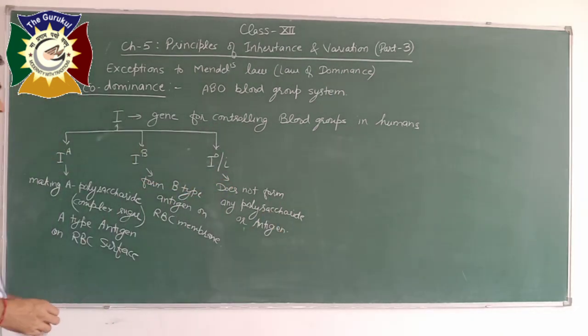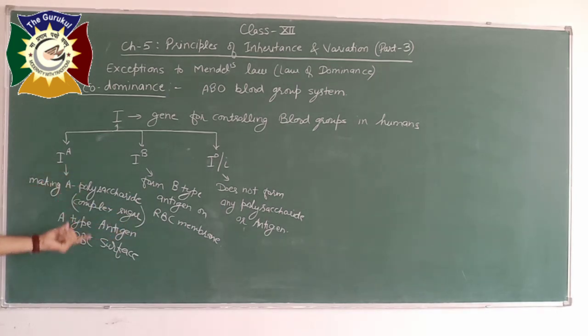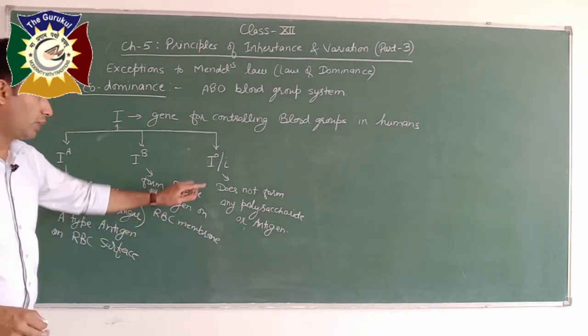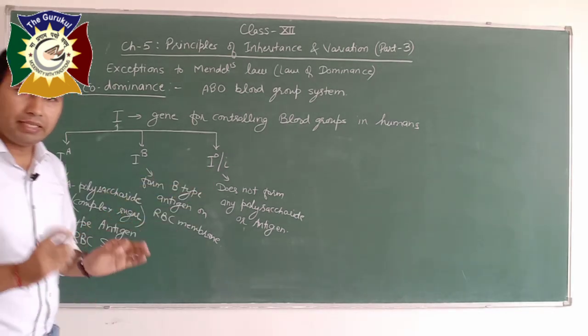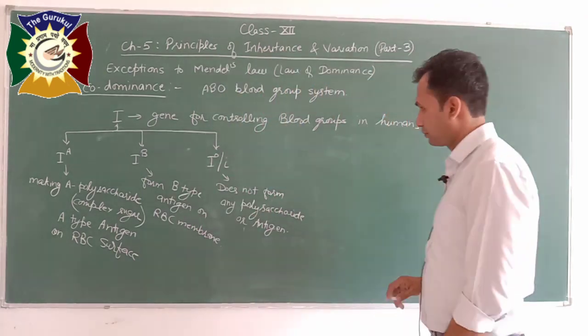So this is the first information regarding the I gene. There are 3 types of allele: IA, IB and I naught. IA will form A type antigen on the RBC surface, IB will form B type of antigen, while I naught will not form any type of antigen on the surface of RBC.